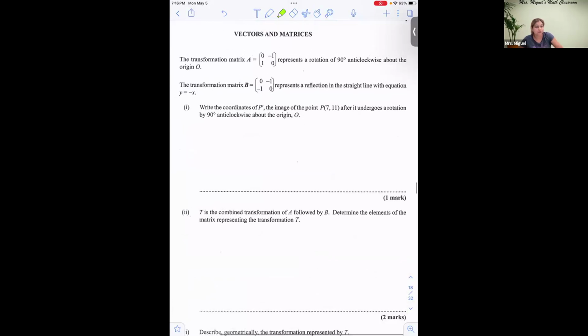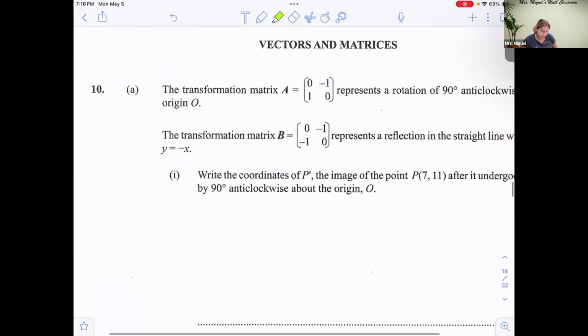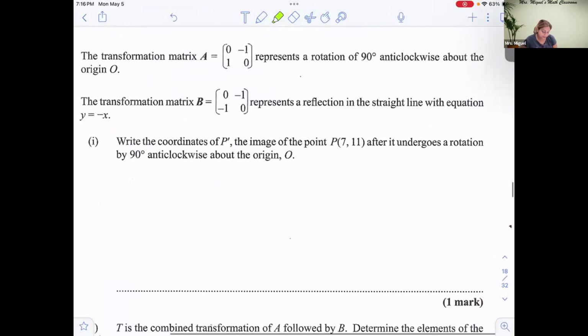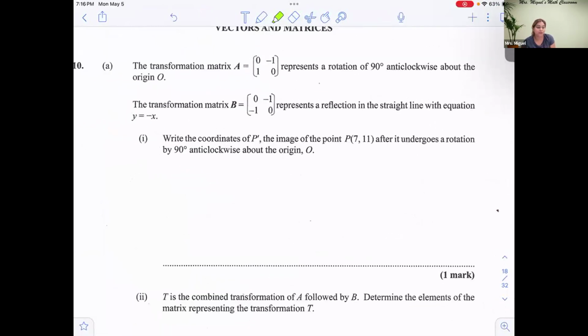So let me see what CXC brought here. The transformation matrix A represents a rotation of 90 degrees anti-clockwise about the origin, right? And then write the coordinates of the image P prime, the image of the point 7, 11, after it undergoes a transformation about a 90 degrees. So for 1 mark, we want P prime. So you're taking the rotation of 90 degrees.